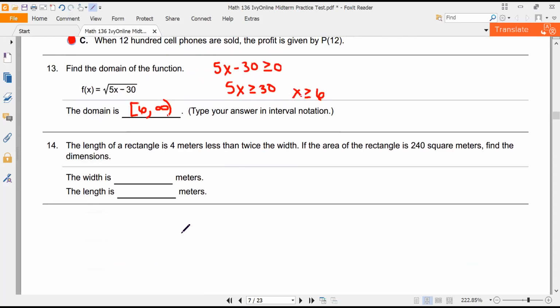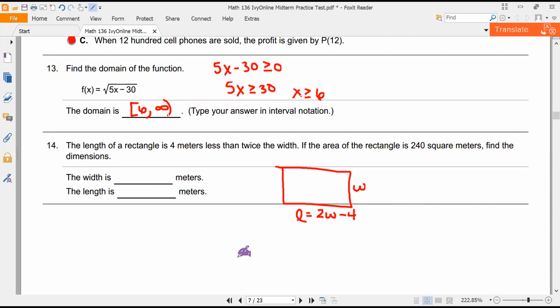Okay, that leads us to number 14. The length of a rectangle is 4 meters less than twice its width. If its area is 240 square meters, find the dimensions. Okay, so we're going to draw a picture because that's always useful. The length is this part down here. This is the width. So it says the length is 4 meters less than twice the width. So somebody doubled our width, and then less than means subtracted 4 from it.